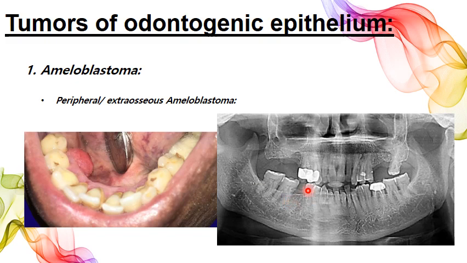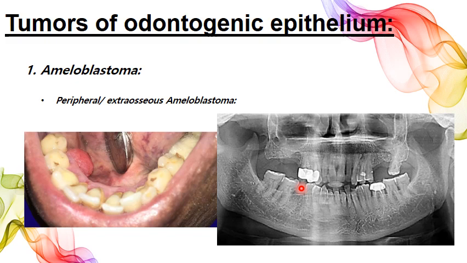On the radiograph, as it is extraosseous, there will be no changes. This case is the same. This is the radiograph of this case. We see here it occurs in the area of the premolars. Here are the premolars. There is no change in the radiograph. So in the radiograph, we see no signs of the lesion.